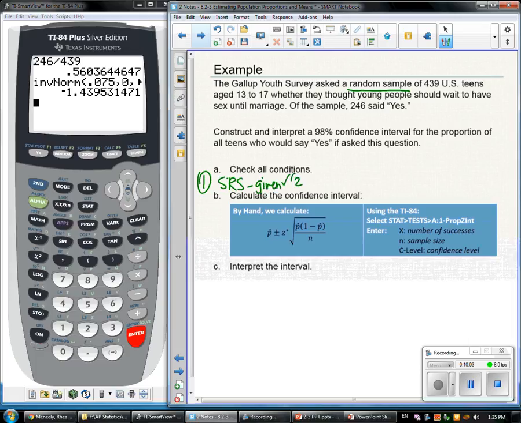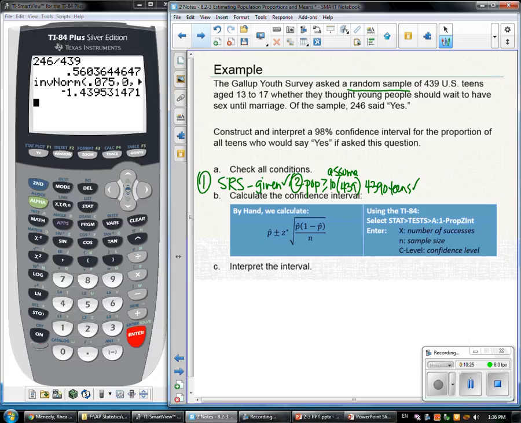The other condition, since we are sampling without replacement, I want to make sure that my population is at least 10 times my sample size. So at least 10 times 439. And so we're saying that we need to have at least 4,390 teens. I think that is totally plausible, so we can assume that.